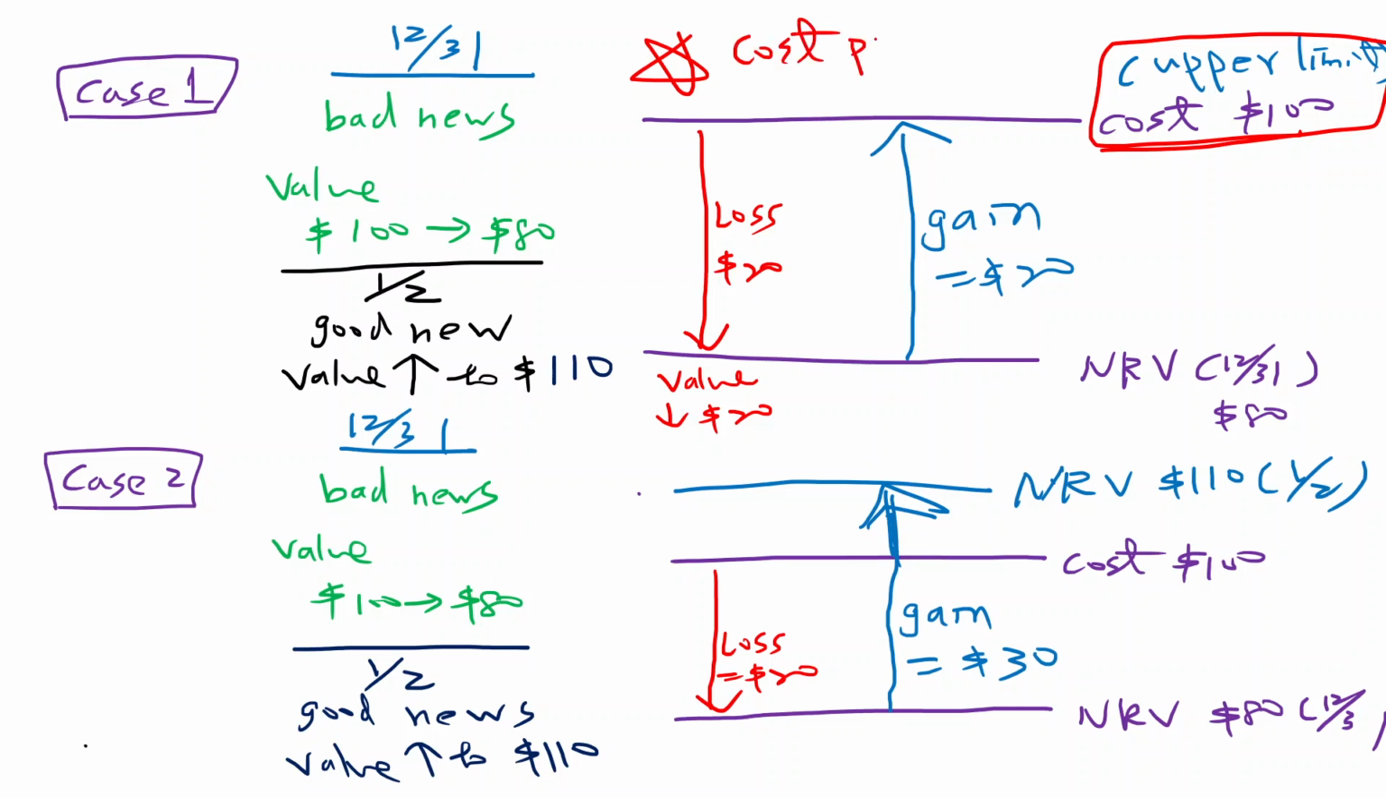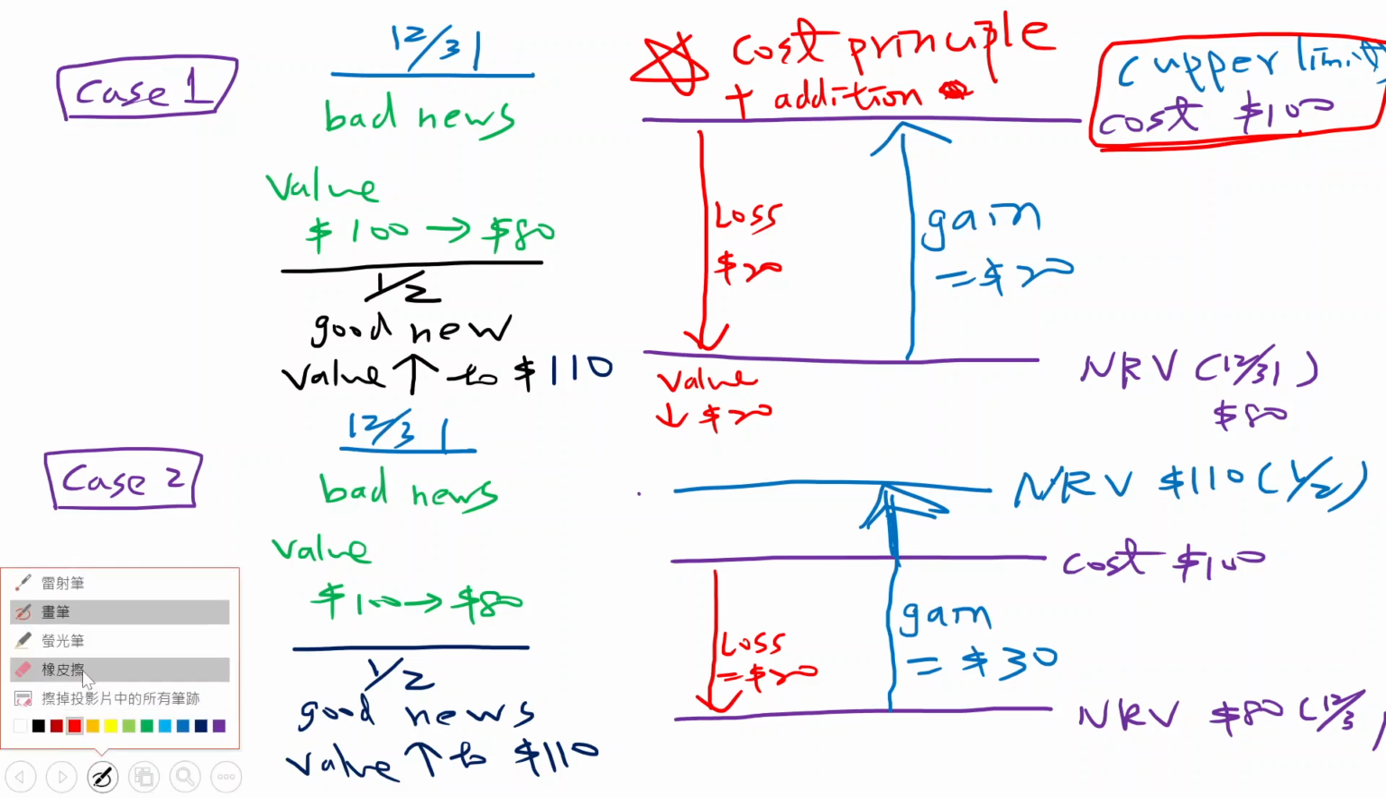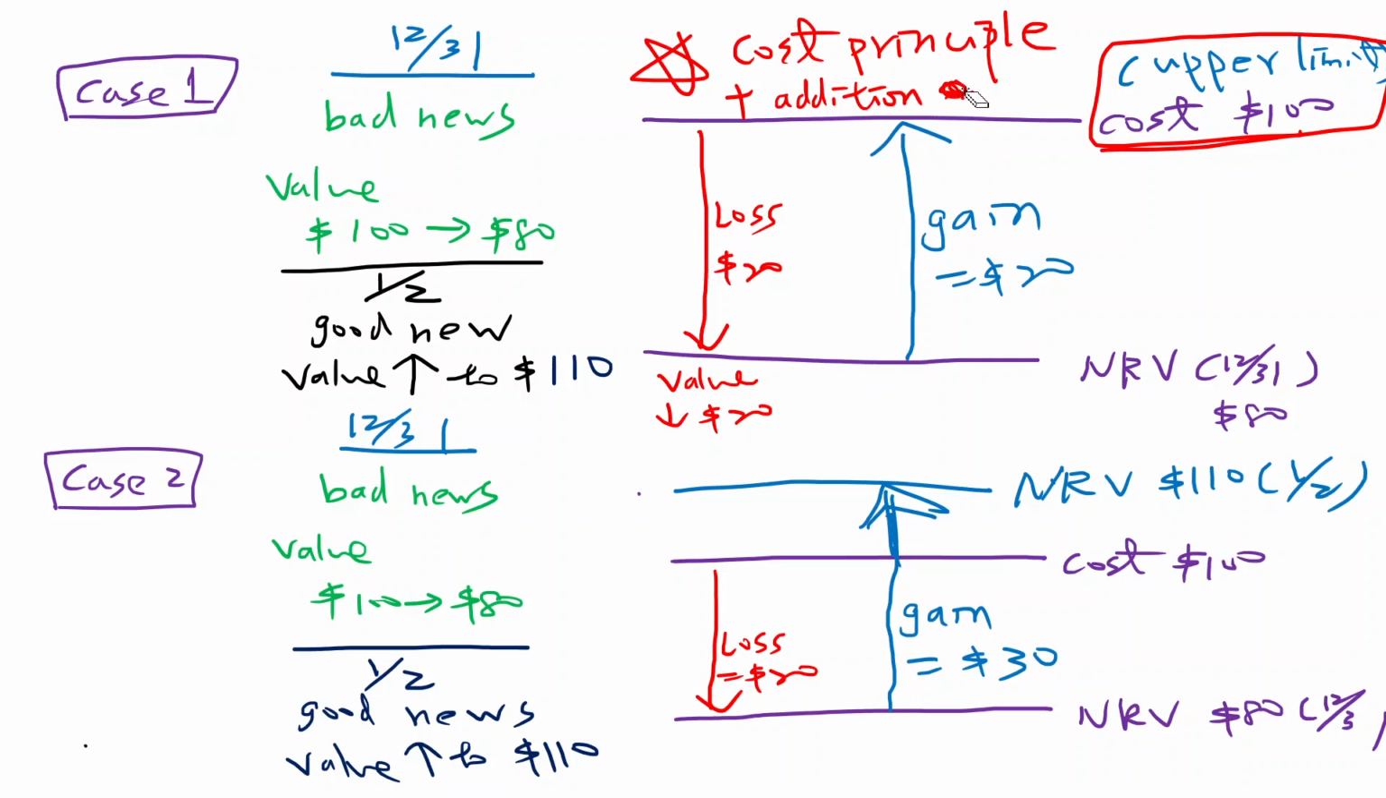Based on the cost, we do everything. So we have to base on the cost principle, plus an additional consideration. What is my additional consideration? The additional consideration is the definition of assets.